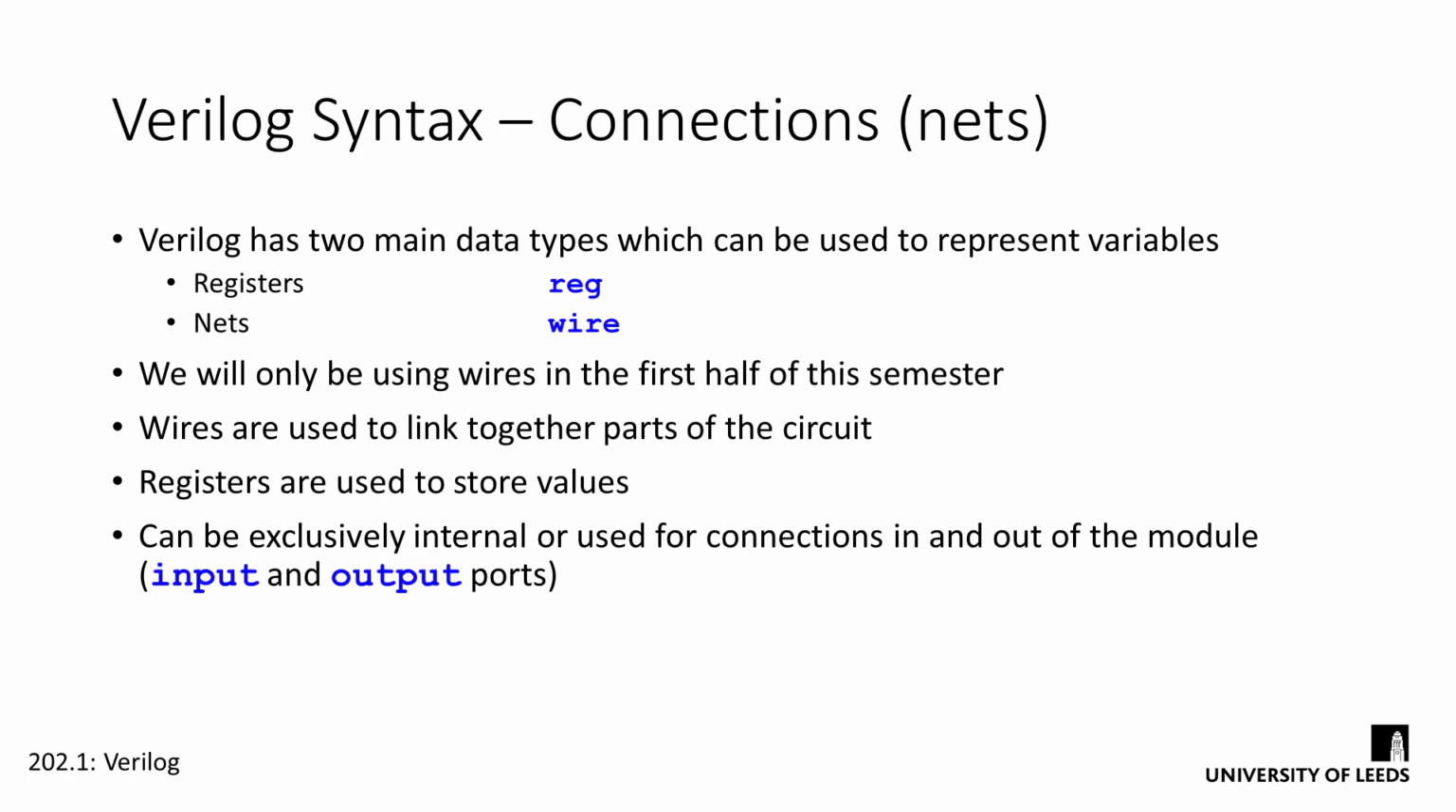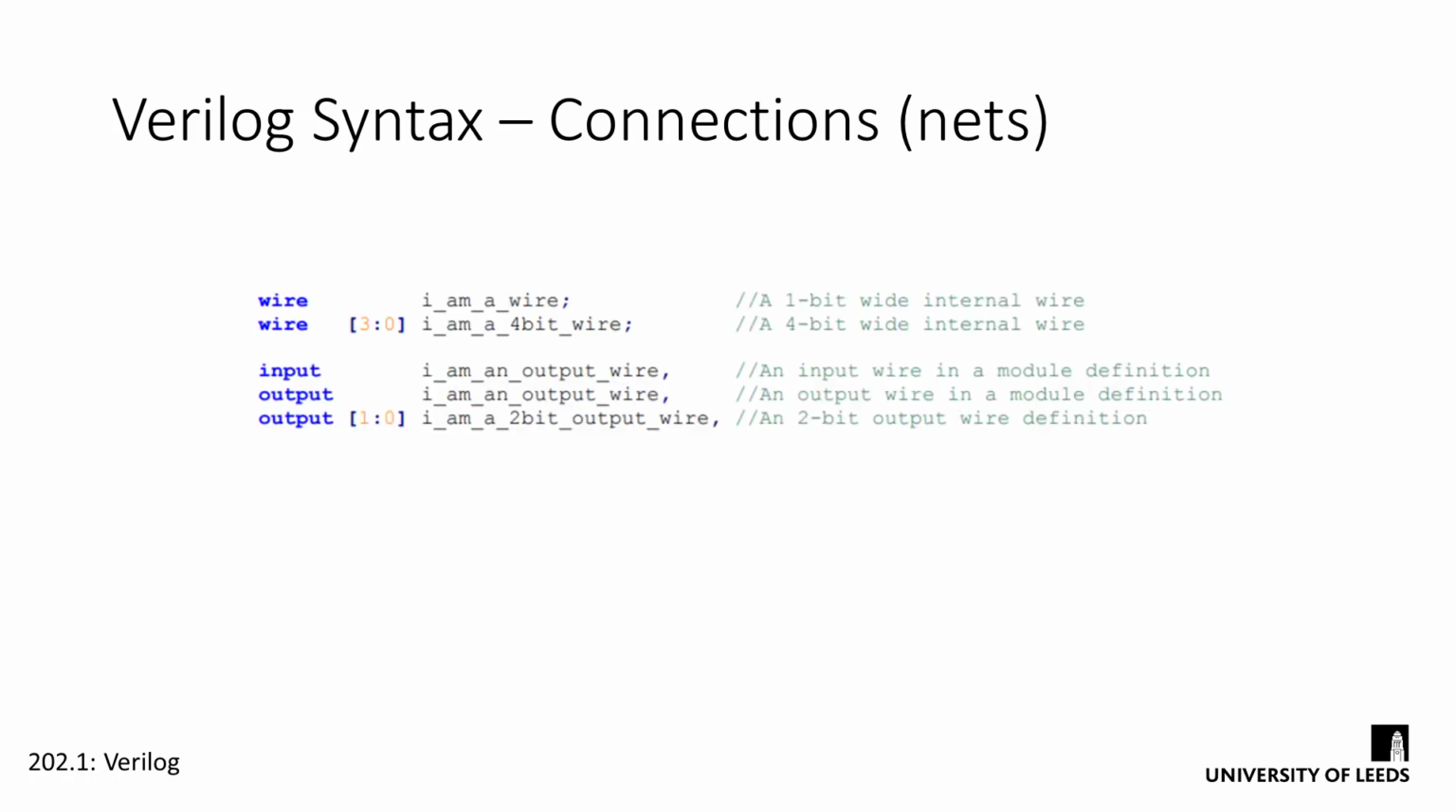You may have seen me in the last lab session make use of wires to string multiple gates together. Wires are one of the two main data types which can be used to represent variables in Verilog, along with registers. Wires are used in combinational logic to link together parts of the circuit, whereas registers are used to store values. There are some specific rules as to what wires and registers can and can't be used to do, but we'll cover this in detail later on in the semester. Wires and registers can be exclusively internal or can be made externally available for connection outside of the module. Wires are declared as shown here, with internal wires using the keyword wire and input and output wires taking those terms as their respective declarations.